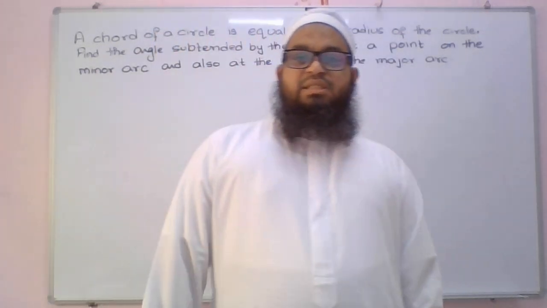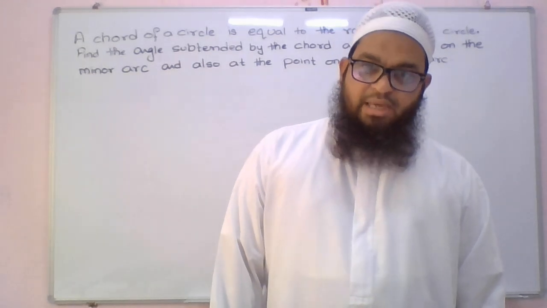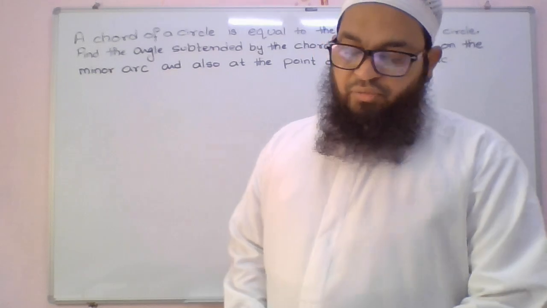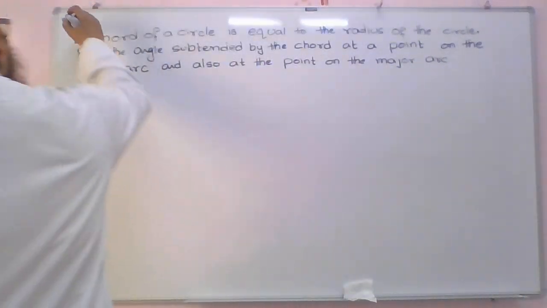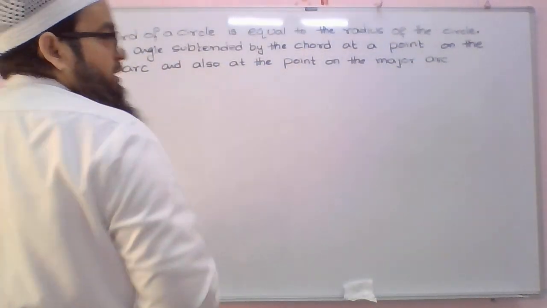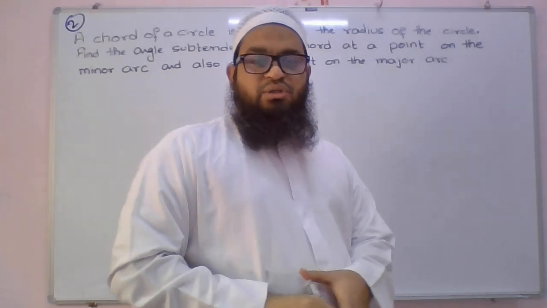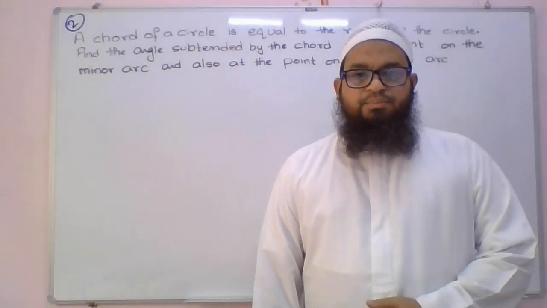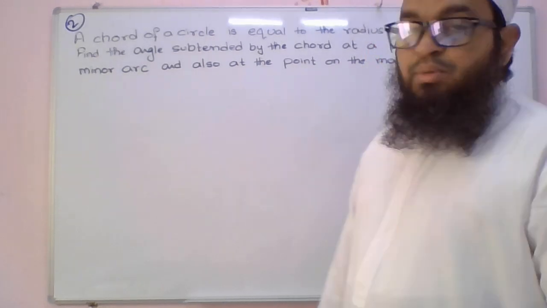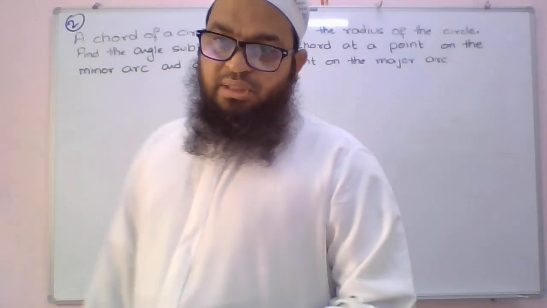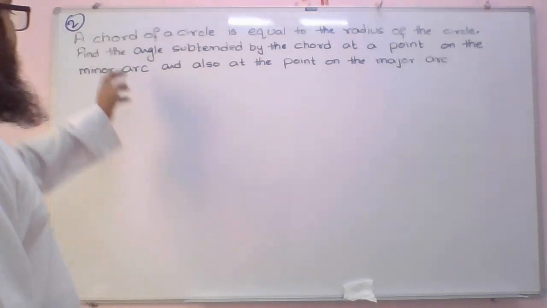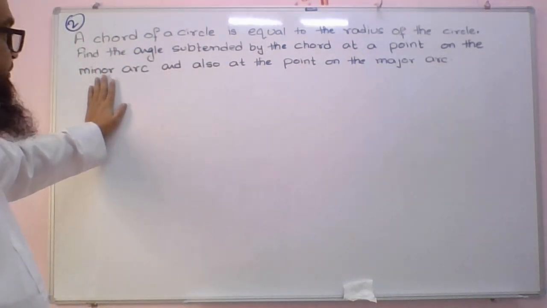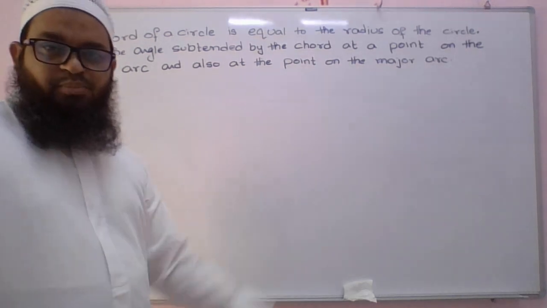And in this TD series, textbook exercise series, today we are going to discuss the second question of exercise 9.3, and the chapter is circles. A chord of a circle is equal to the radius of the circle. Find the angle subtended by the chord at a point on the minor arc and also at a point on the major arc.